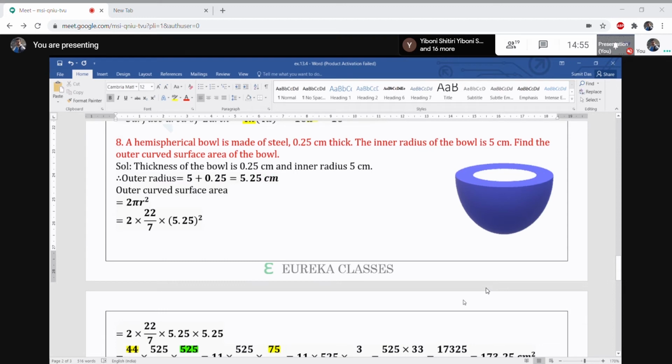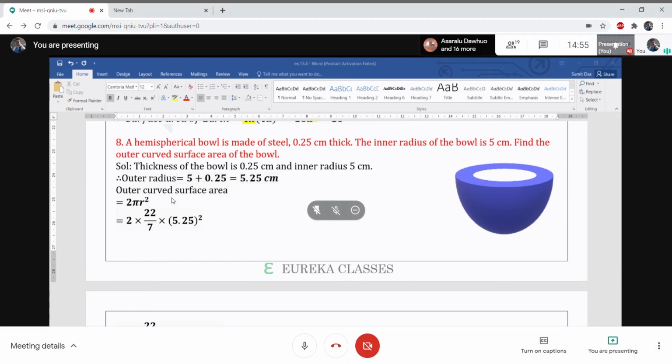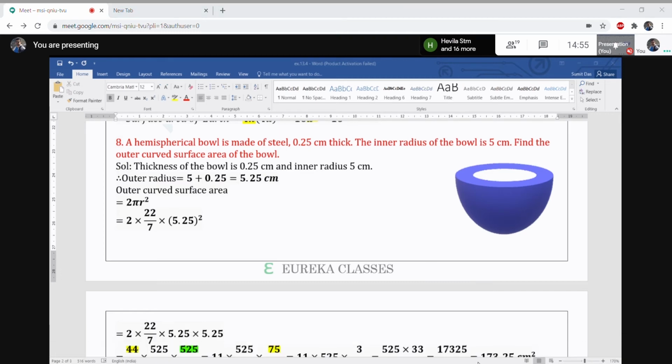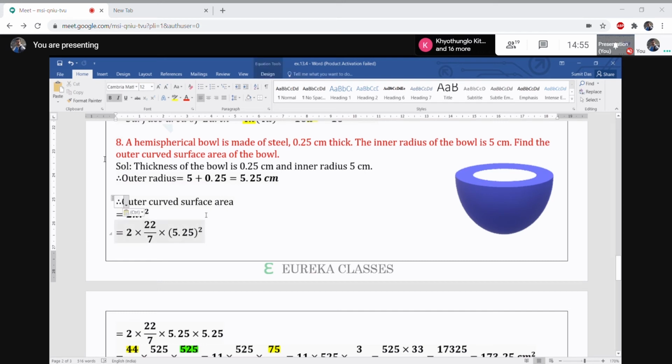So basically, inner radius is given. So how to find the outer radius? If we add the thickness to the inner radius, we'll get the outer radius. That's what we did here. Look, outer radius equals 5 plus 0.25 centimeter, which is equal to 5.25 centimeter.